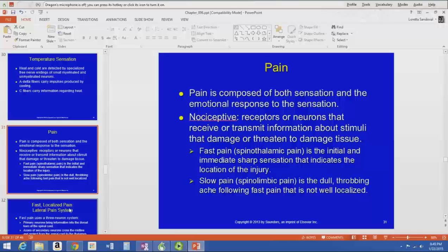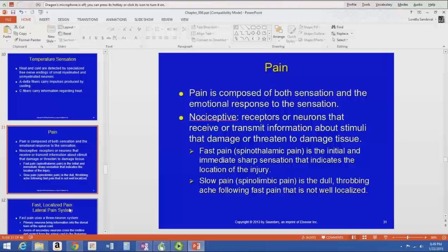There's no one thing that we can measure and tell someone, wow, you're in a lot of pain. It's a very subjective thing, because it's composed of the sensation that's happening from our peripheral nerves and then the emotional response to that sensation. So there's a lot going on in our brain when it comes to pain.